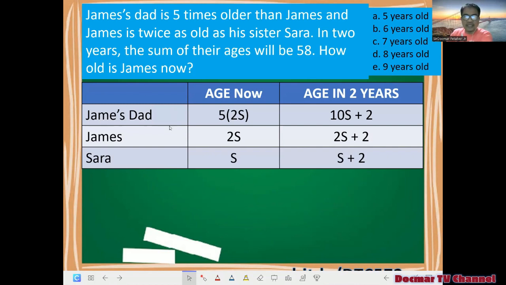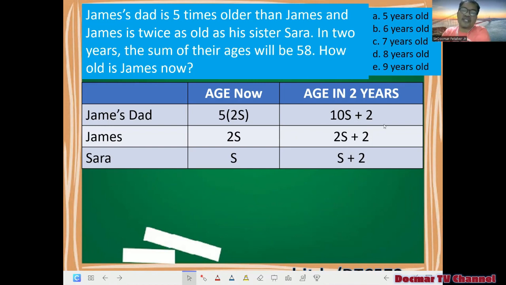James' dad, okay, we have to start with Sarah. Now, Sarah is S. James is 2 times the age of Sarah. Then the dad is 5 times older than James. So therefore, we have S, 2S, and 5S. Now in 2 years, so what is the age? So S plus 2, 2S plus 2, 10S plus 2.